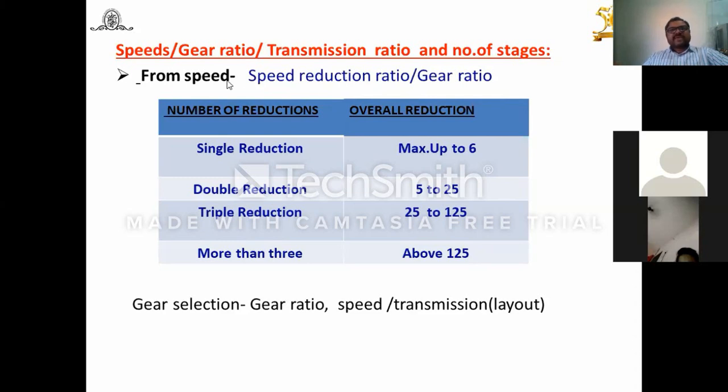But what you have to do? It's okay. Take an example of one case. Suppose 16 is the total transmission ratio, and I would like to design a 2-stage gearbox. If I am going to use 2 stages, 16 is the transmission ratio. So how will I find out the reduction in each stage? Square root of 16. That means I will get 4 in each stage.